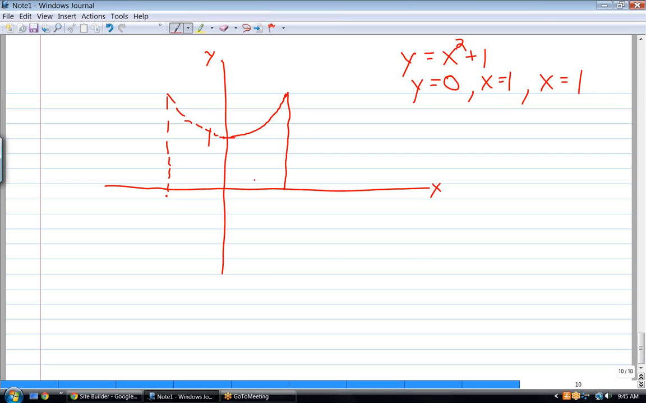Notice that we could use washers, but if you use washers, you have to do it in 2 steps. You have to do from here to here, where the inside radius is 0, and then you have to do a second step from here to here, where the inside radius is this measurement here, for the x value.